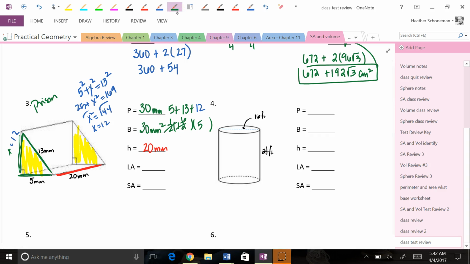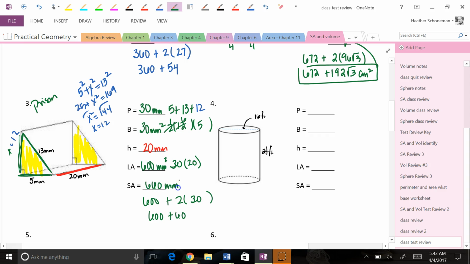The lateral area of the prism, still the same formula, perimeter times height, which gives you 600 millimeters squared. Total surface area is the lateral area, plus we shaded two triangles. Each triangle has an area of 30, so it's going to be 600 plus 60, which is 660 millimeters squared. Okay, number 4, we changed shape.